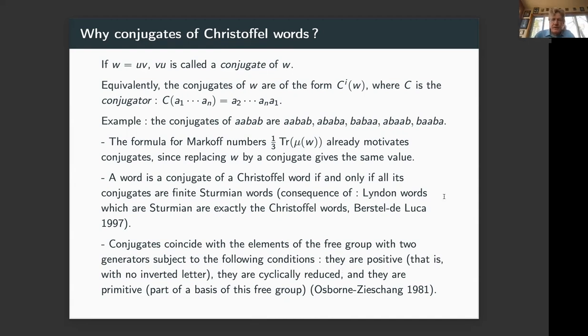And they are primitive. This is the important property. Primitive in the sense of the theory of free groups, which means that it is part of a basis of this free group. In a free group with two generators, a free group of rank two, all bases have cardinality two, and an element belonging to a basis is called primitive. And so the conjugates of Christoffel words are the primitive words in this free group, and positive also.